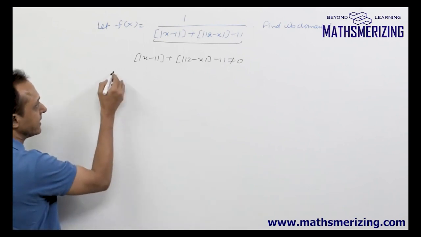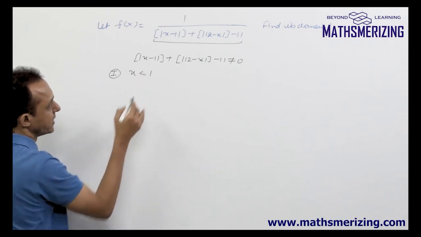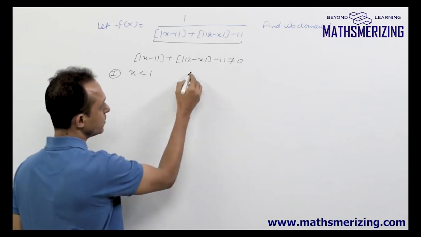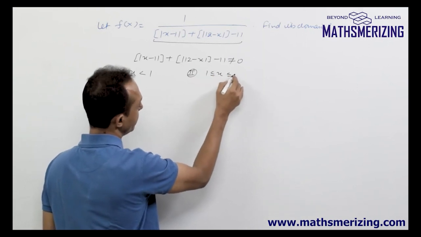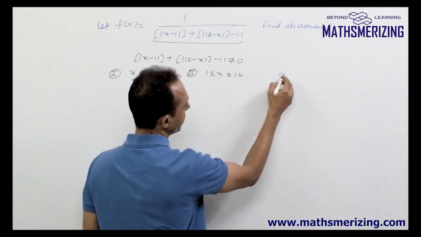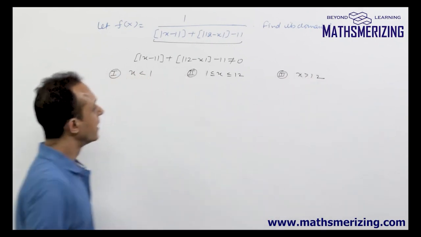Now what I'll do is I'll take three separate cases. Case 1, when x is less than 1. Case 2, when x lies between 1 and 12. And the third case, when x is greater than 12.